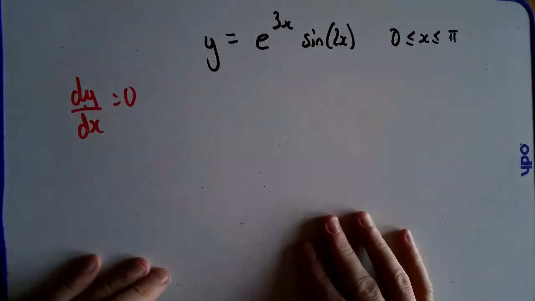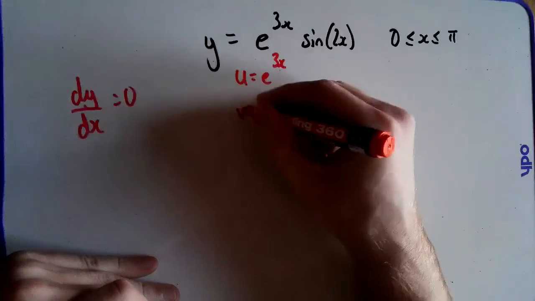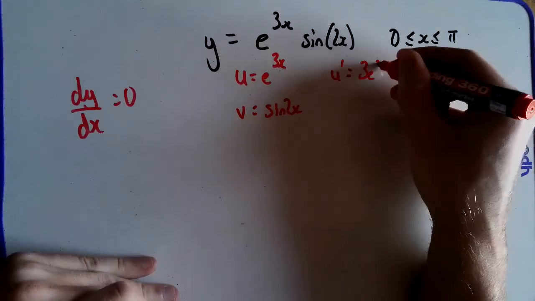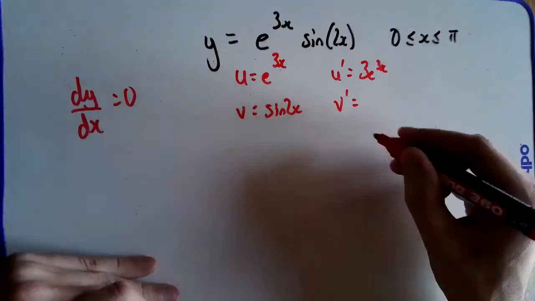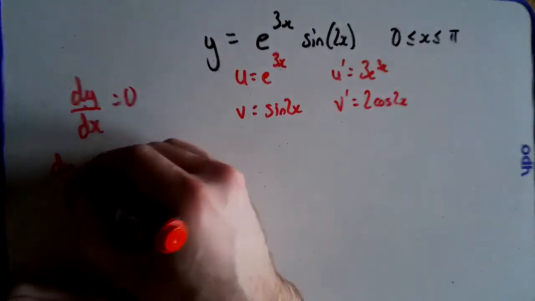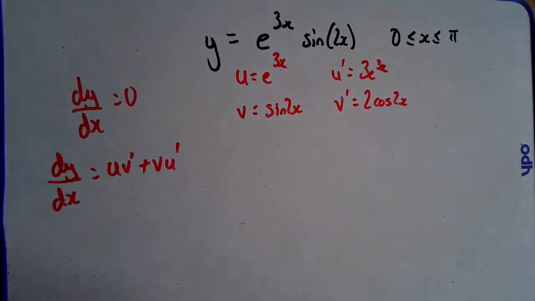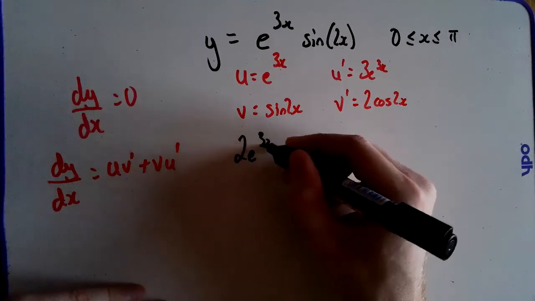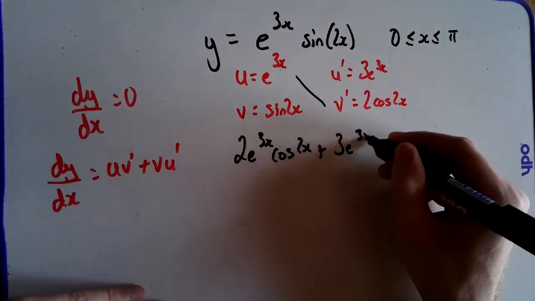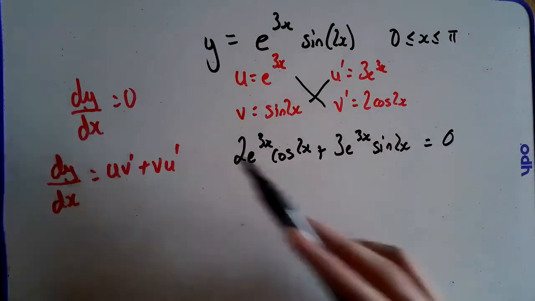Well, we've got a product here, so u we'll call e to the 3x, v we'll call sine 2x. Differentiate that, you get 3e to the 3x. Differentiate that, sine goes to cos, so it's 2 cos 2x. And then the rule, again, if you need to know, is u v dash plus v u dash. So we get 2e to the 3x cos 2x from these two, plus 3e to the 3x sine 2x from these two, and we know that has to equal 0 because of that fact there.